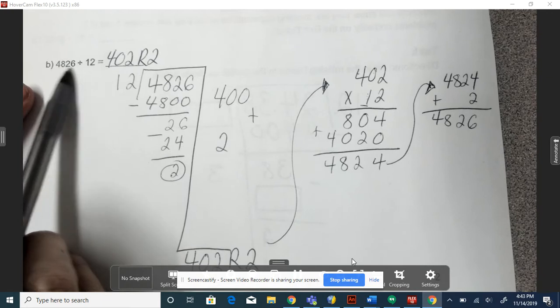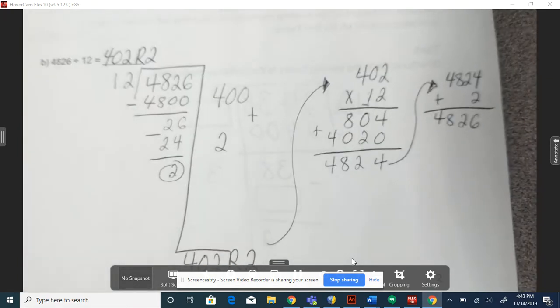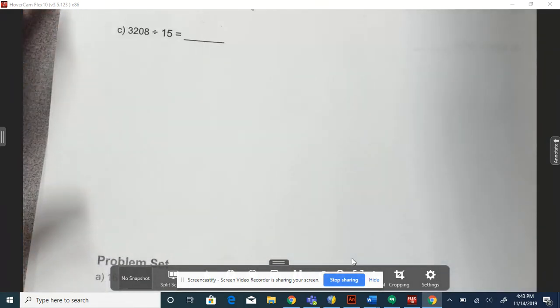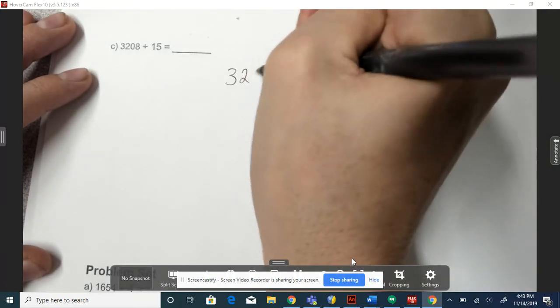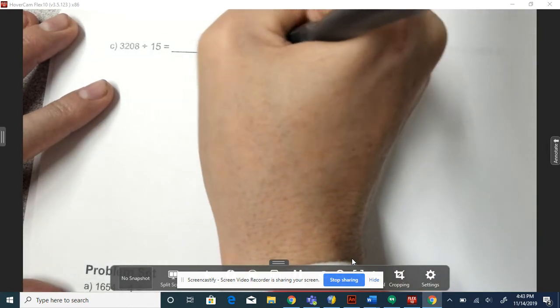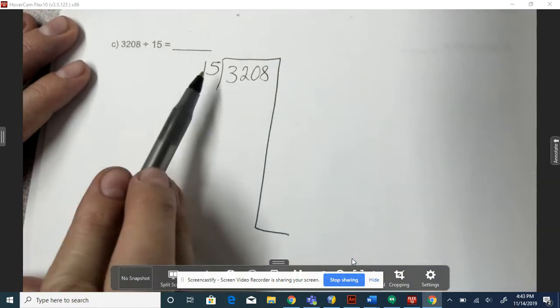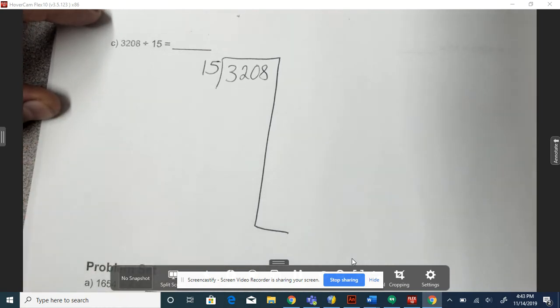4,826 divided by 12 is 402 remainder 2. We're going to do one more problem. Flip our pages over to C, and I'm going to start by setting up my partial quotients again. 3,208 divided by 15. And like I said, 15 is also a hard number, a hard multiple. So I'm going to write my multiples of 15 over here.